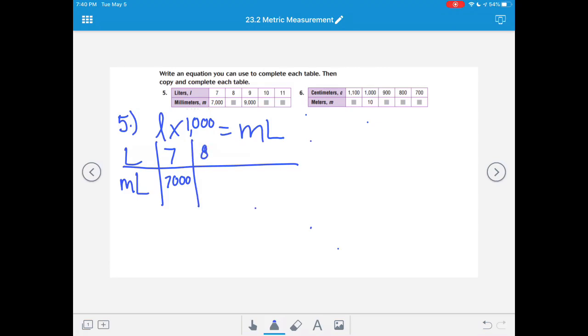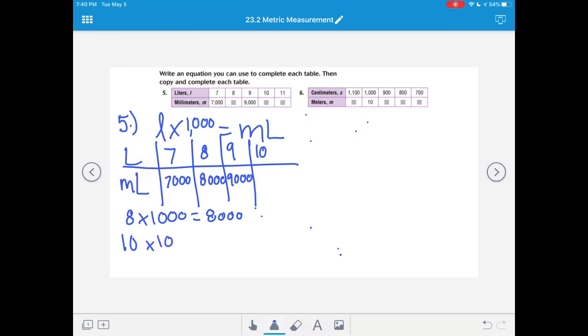If I plug in 8 here, 8 times 1,000 would equal 8,000. That's going to go here. Then I have 9, and they already tell me that's 9,000. So definitely the pattern is staying consistent. If I plug in 10 into the equation times 1,000, that's going to be 10,000. And you can use your chart, or you can use your calculator, or you can use mental math. Either way is okay with me.